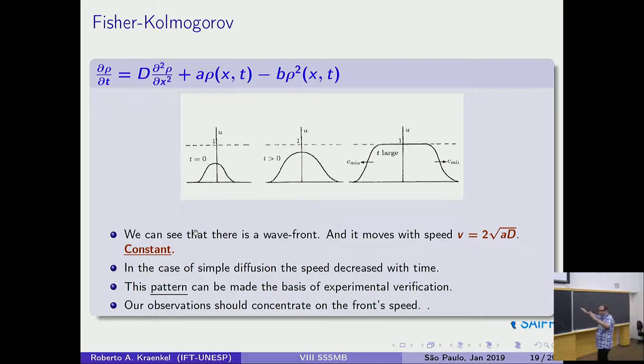Pure diffusion gives you situations where the population expands with decreasing speed. The range where you find the population is decreasing, while for the Fisher-Kolmogorov equation it has been shown that this front here travels with a constant speed. A result due to Kolmogorov in the 30s, I think.